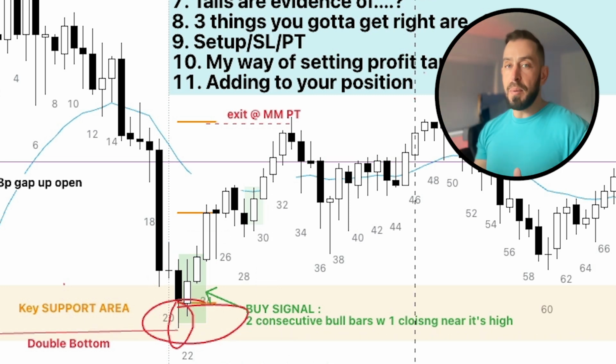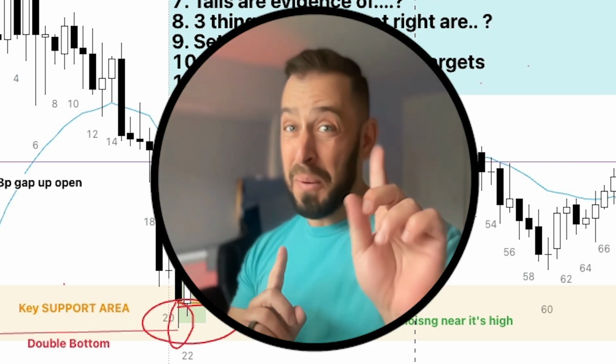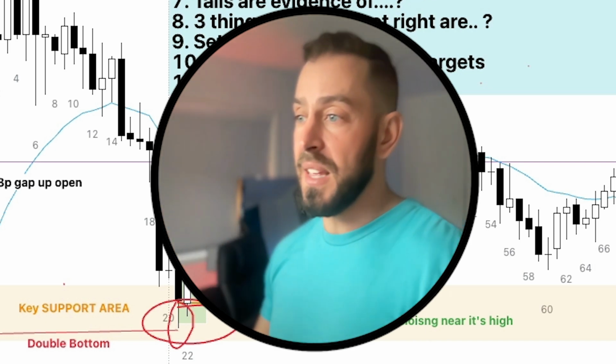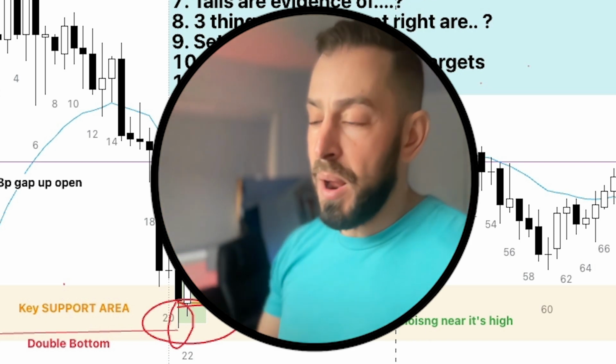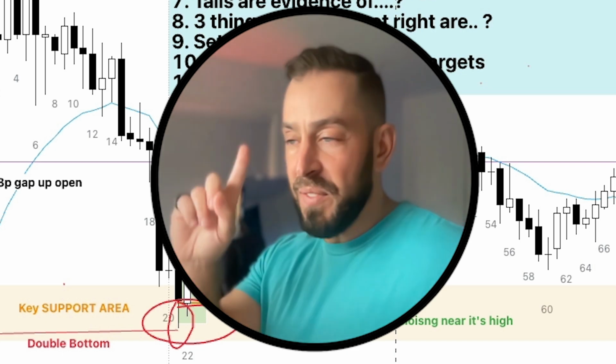Why? Because the probability has been confirmed that we are likely to have a move up. Is it guaranteed? No, but it will probably happen, meaning it's more likely than not. You need to be able to learn to think in probabilities. Probabilities are not guarantees. Very key side point for the mental game.